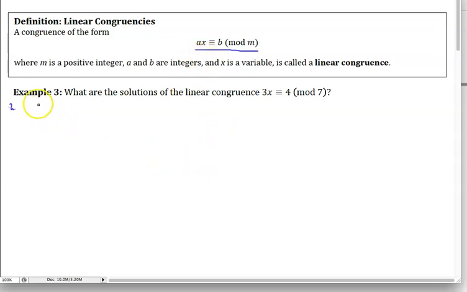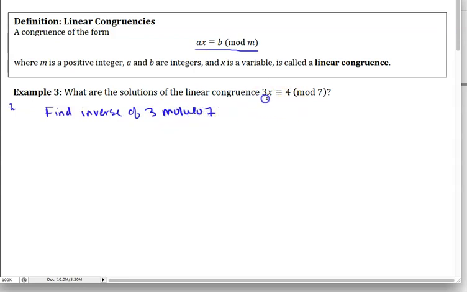Okay, so let's look at example 3. What are the solutions to the linear congruency 3x is congruent to 4 mod 7? The goal is to figure out all values of x that will make this congruency true. The first step is to find the inverse of 3 modulo 7.